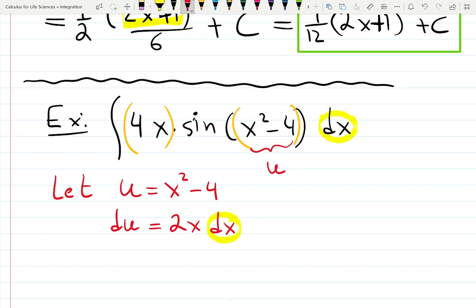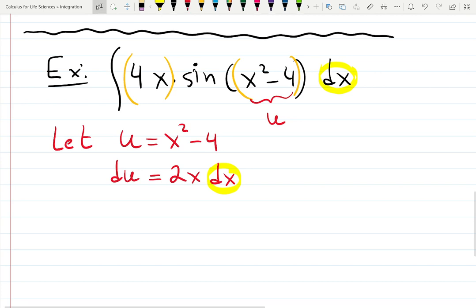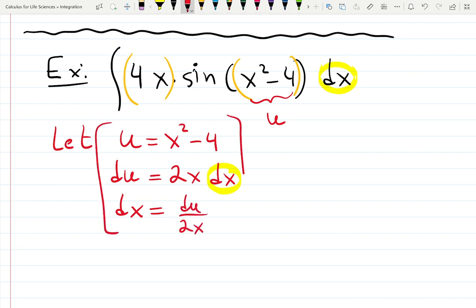Some students don't solve it, and I'll show you on Friday why. Dx then is divide by 2x. You divide it in your notes. I want to make clean notes like so. It will be du over 2x. You have 3 equations. Use equation number 1 and number 2 to fix everything in your integral.